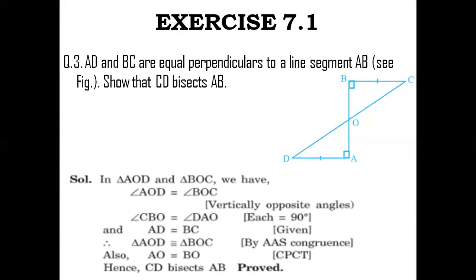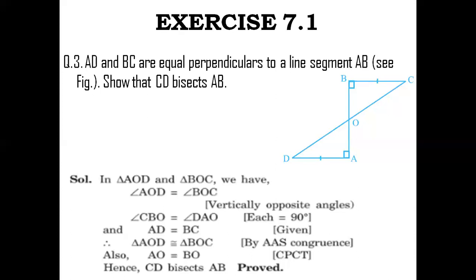Now, please tell me which rule applies over here? It is angle, angle, side. Yes. So I can conclude that the angle, angle, side congruency rule helps me to prove over here that triangle AOD is congruent to triangle BOC.